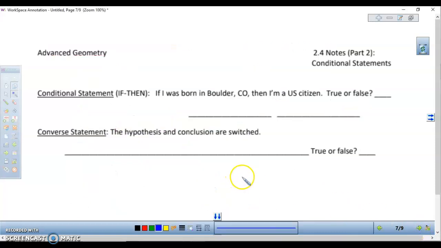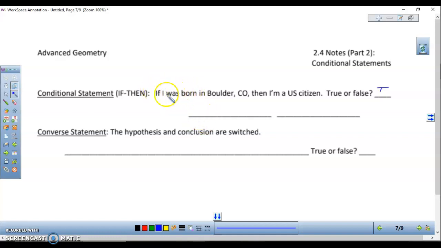All right. So the next little part of deductive reasoning is kind of making sense of statements. So check it out. This is called a conditional statement. A conditional statement is an if-then statement. If I was born in Boulder, Colorado, then I'm a U.S. citizen. You guys, this is true based on our rules of our government. If you're born in the United States, you're guaranteed citizenship. This is a true statement.